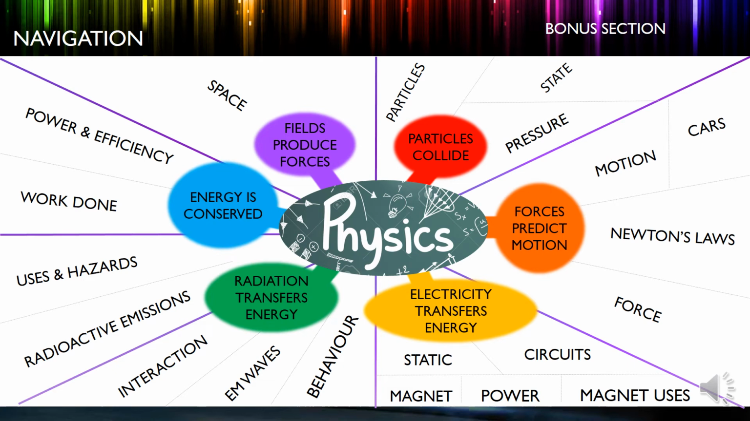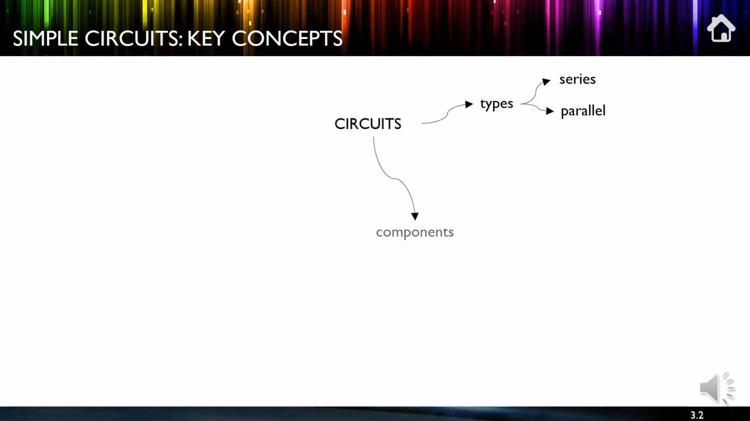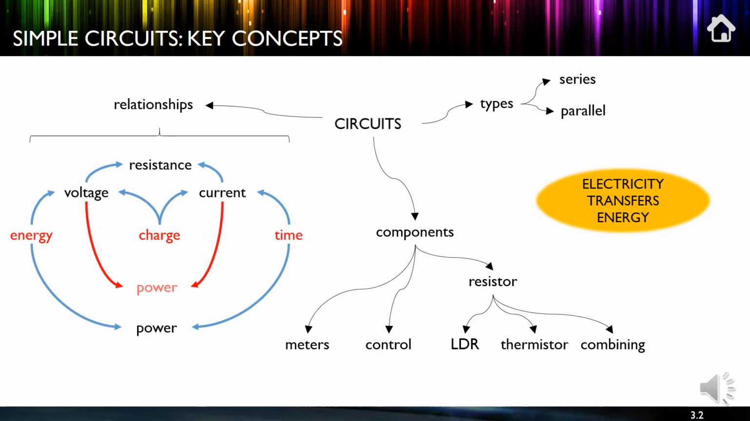This is video 3.2. It deals with circuits. So we're over here, and our yellow oval here tells us that electricity transfers energy is the key idea, and that's especially true of this particular section. Circuits are all about transferring energy.